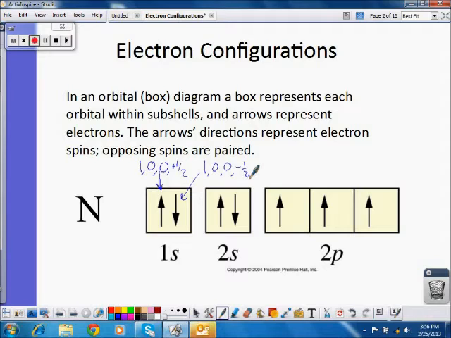Same thing with 2s, except now we'd have 2. When we get to 2p's, each of these would have a 2 as the first quantum number, a 1 because it's a p sublevel, and then each box represents one of the m sub l numbers. So this might be m sub l of -1. It's pointing up, so plus 1/2. So orbital box diagrams represent each individual electron, whereas electron configurations stop pretty much at the sublevels, s, p, d, or f.